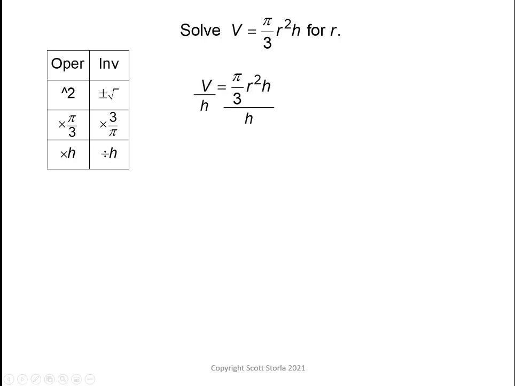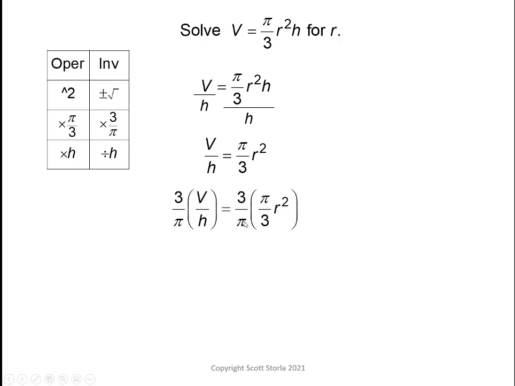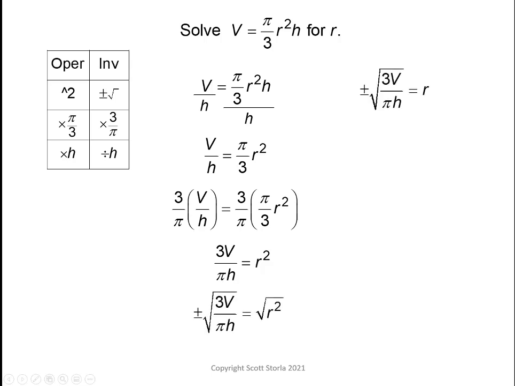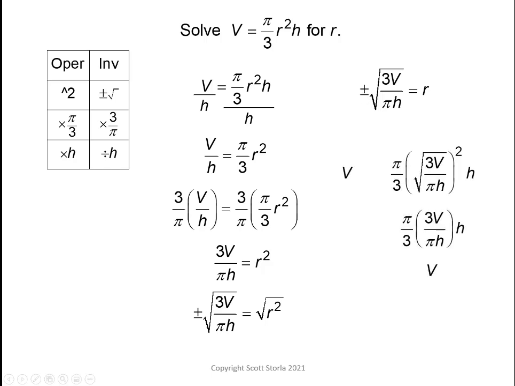I'll divide both by h and reduce. And then I'm going to multiply both by 3 over pi. And then when I reduce, I'll get a factor of 1 times r squared. Of course, over here, I'll just have 3 times v and pi times h. Last, I'll take square root of both and simplify, making sure I include both answers. And here's my check.